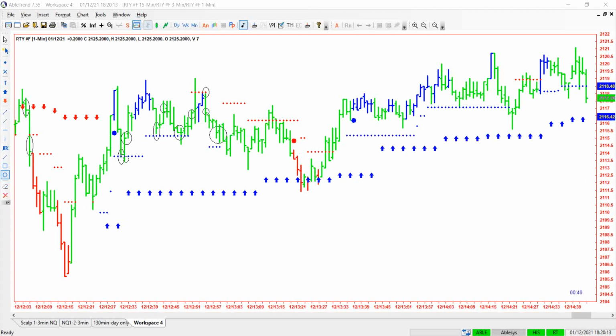Blue is support. That's why the prices come down, hit the blue dot, bounce off it and go up. Hits the red dot or the red arrow, bounces off it and goes down. So red is down, blue is up. That's very strong support and resistance. That's why it works so well.